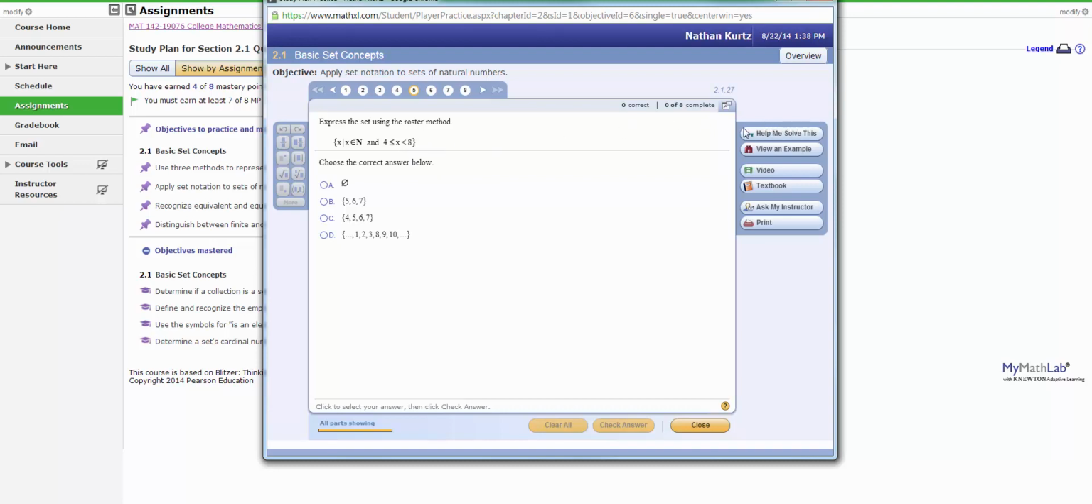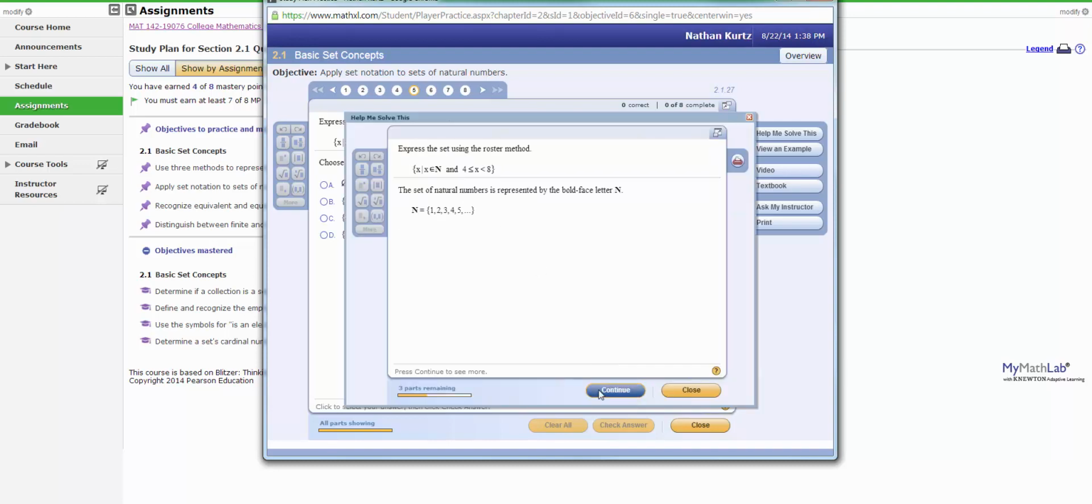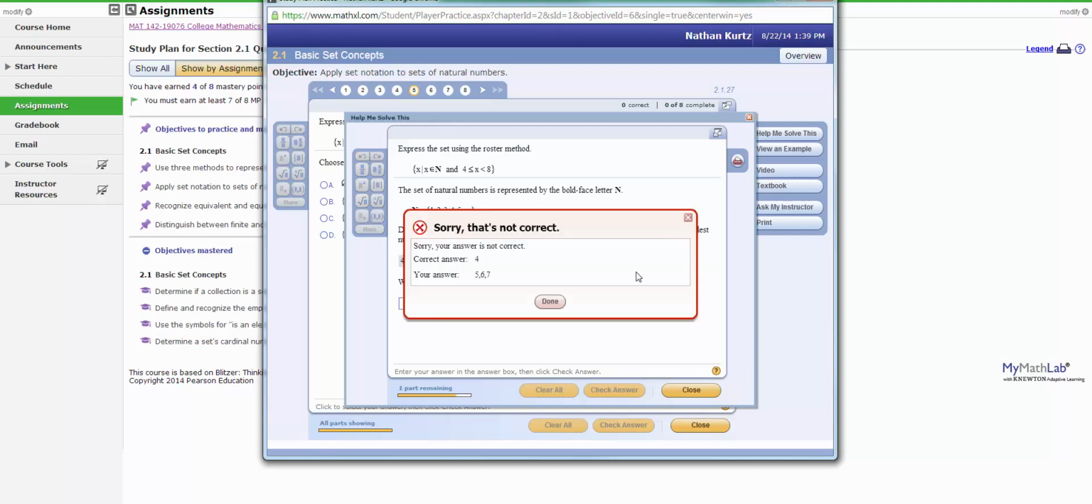The first and most important learning aid, the one that I recommend using the most, is Help Me Solve This. What Help Me Solve This does is help me work through this exact question right here, step by step, having me interact with it throughout. It'll have you enter answers throughout the solution of the problem. Once you attempt to enter an answer twice and get the wrong answer, it'll tell you what the correct answer is and move you on to the next part of the question.